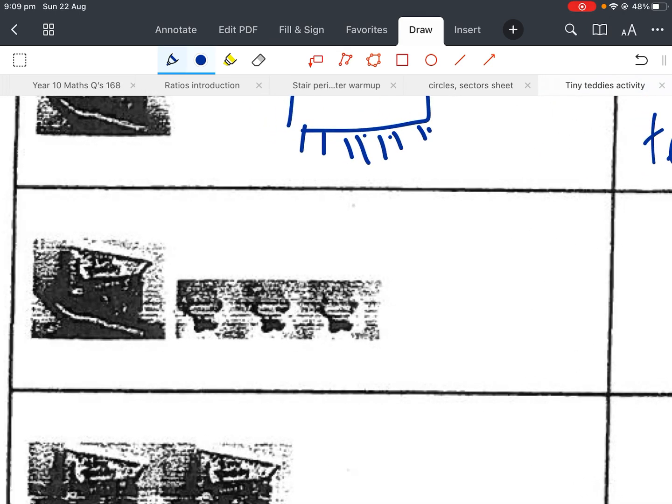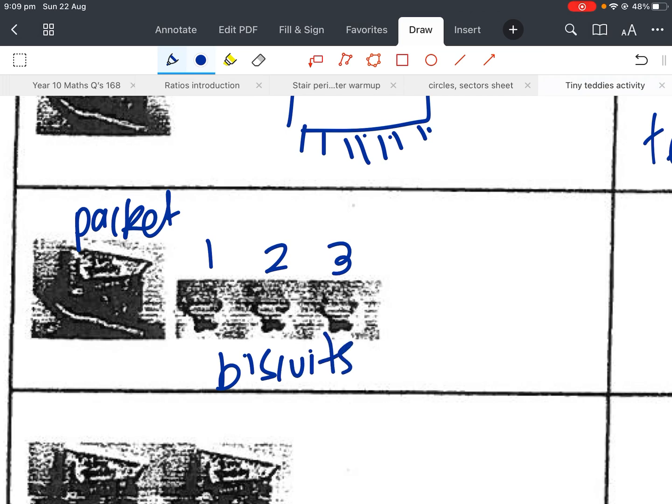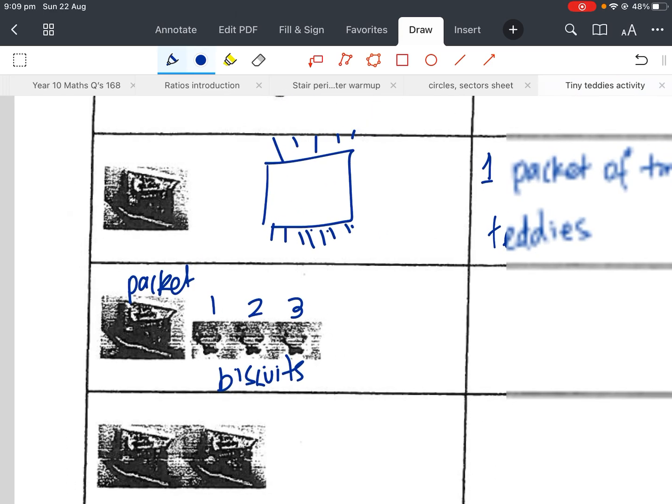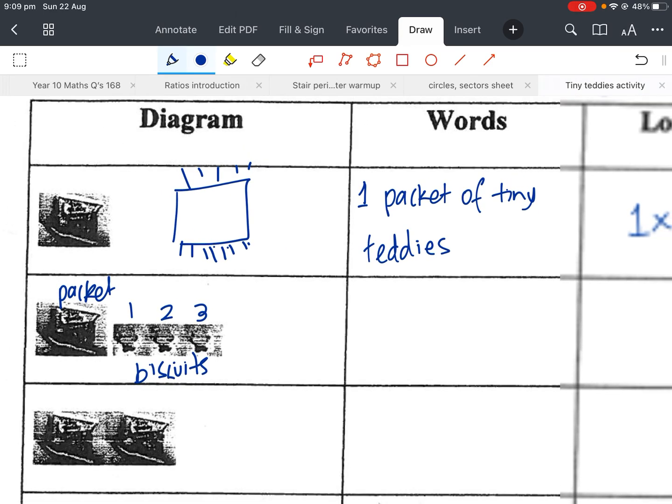We've got a packet. Now, can you open one of your packet of tiny teddies or whatever you're using, and can you take out 1, 2, 3 biscuits or whatever you're using? You might be using lollies. So now, a little bit like what Mr. Bodgers did with his cup and then his 3 counters, we're using our tiny teddies packet like the cup, okay?